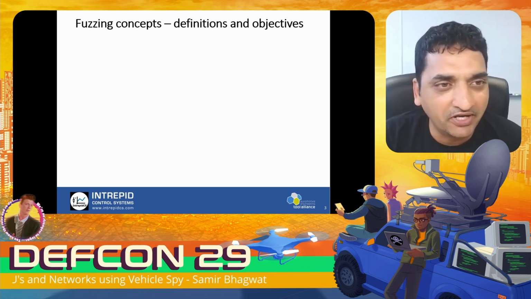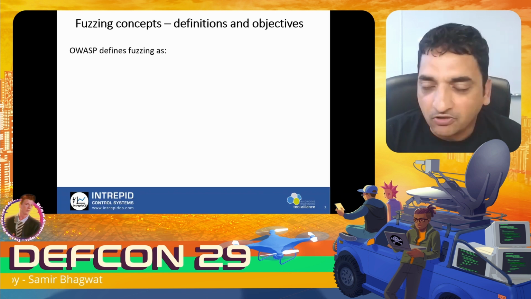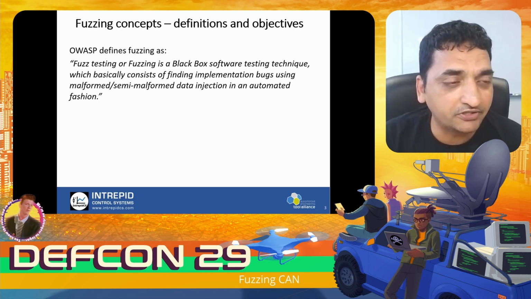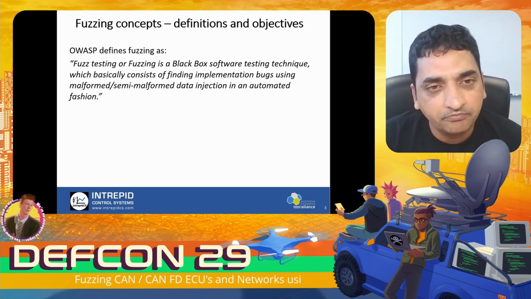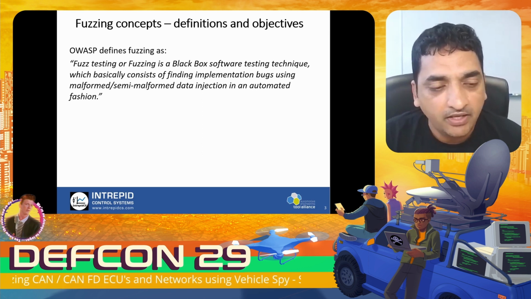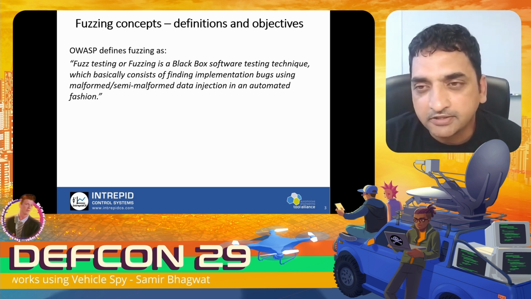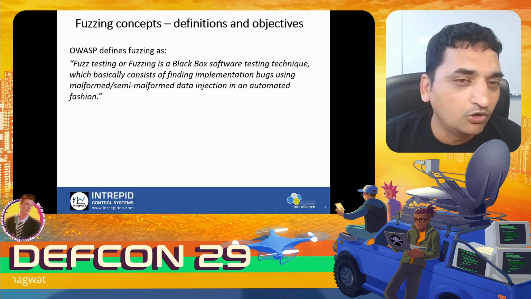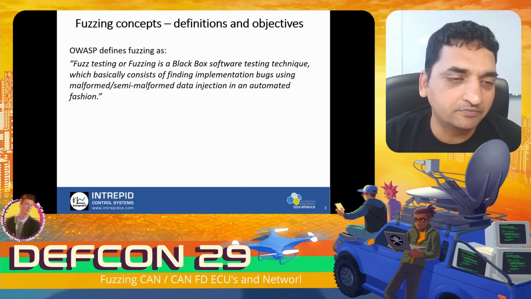Fuzzing concepts and definitions. Fuzzing, as defined by OWASP, the Open Web Application Security Project, is essentially this. The idea is to send unusual, malformed, unexpected, and error-induced data to the target DUT. Specific to the DUT functionality and performance requirements, a closed-loop control can then monitor the DUT for any anomaly or any problems.